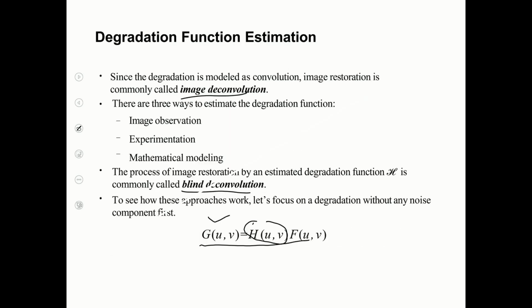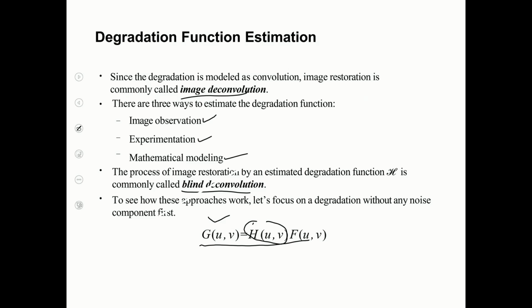Okay, so what are the methods? One is using image observation. I have just the image, and I'm trying to extract information from that. The other is experimentation. I have the system itself which takes the image, so I will do some experiment on that system and try to extract this H, which is called the transfer function. In the spatial domain it is called the impulse response, in the frequency domain it is called the transfer function. Okay, fine.